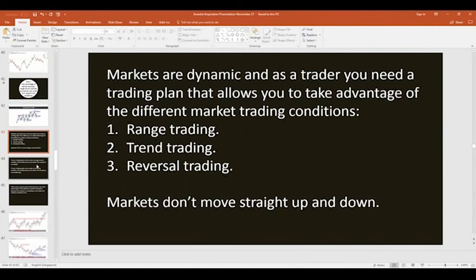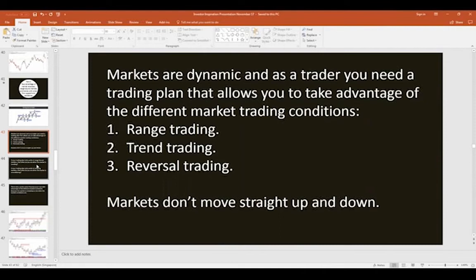But markets are dynamic. They don't move straight up or down, and there are different market conditions. And as a trader, you have to have trading plans to take advantage of them all. You've got range trading, you've got trend trading, you've got reversal trading, right? The market trades in a range, the studies show me, about 70 to 80% of the time, and then they trend the remainder, 20% to 30%. And obviously, before you have a trend, you're going to have a reversal.